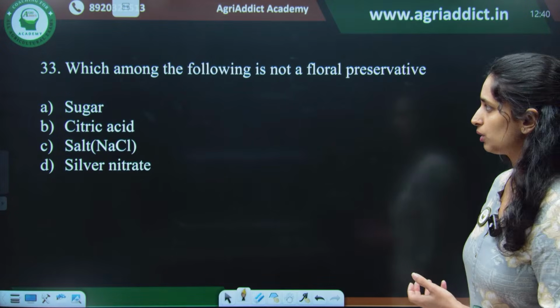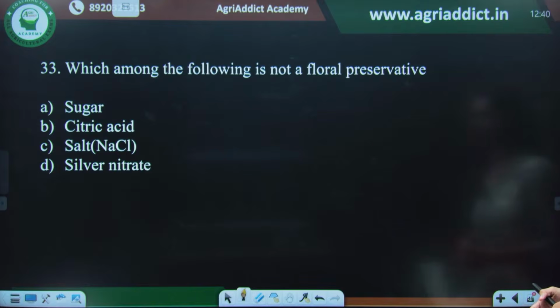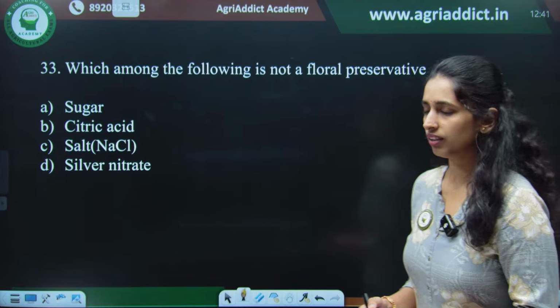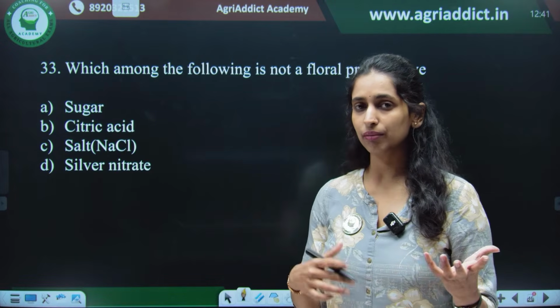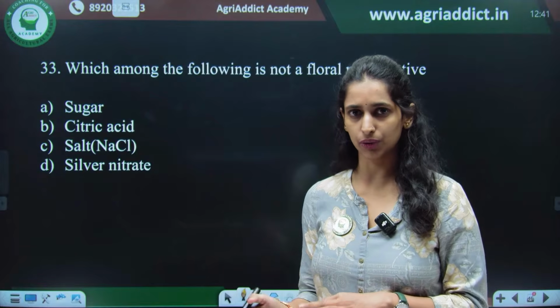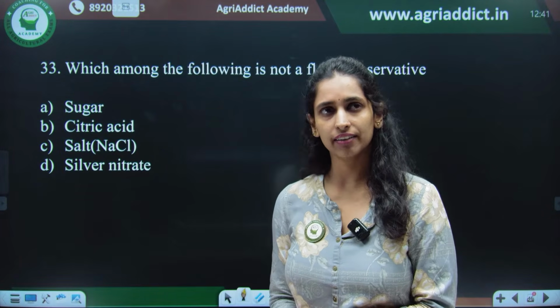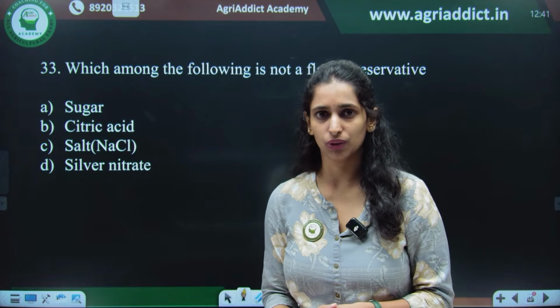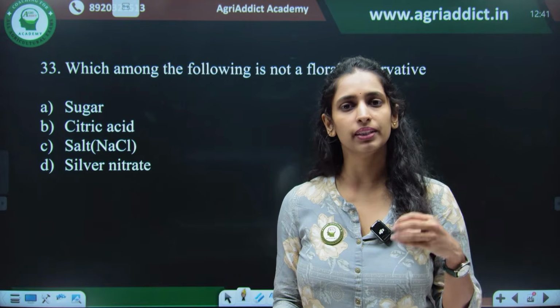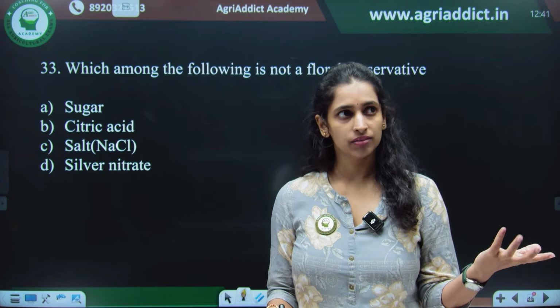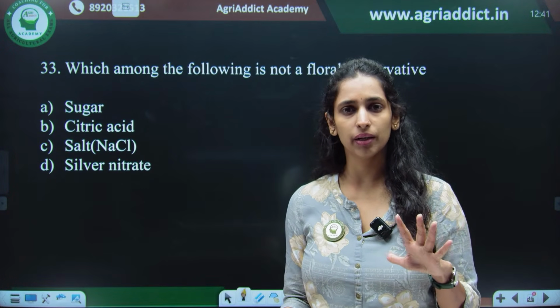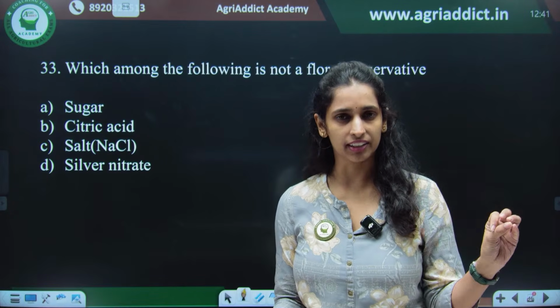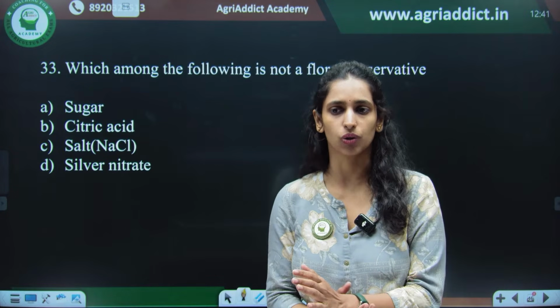Next one. Which among the following is not a floral preservative? In this discussion, I added more about floral preservatives also, because in our SRF they asked about floral preservatives. I feel they may ask it in JRF also, because every time they were asking only about flower color, trees. So this time they may change the whole pattern.